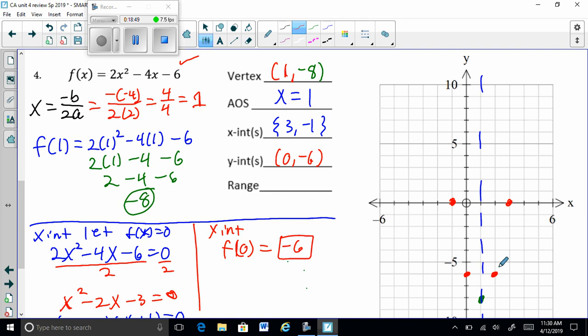Now this one is going to be a little tricky to graph just because it's a little bit tighter. The walls of this graph right here, so I'm going to try to do my best to put a curve on that bottom part, but it is a little bit more challenging. Okay, there we go. And then the range is going to be from negative 8 up to infinity.